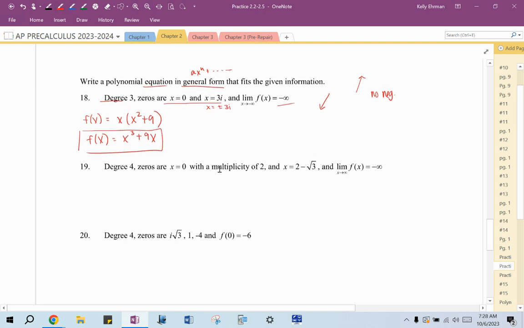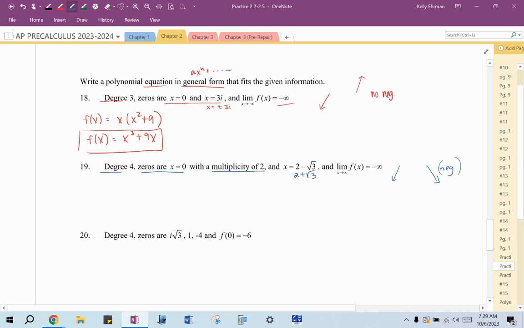For the next one, the degree is 4. The zeros are 0 with a multiplicity of 2, and 2 minus radical 3, so also 2 plus radical 3. The limit as x approaches infinity, so on the right side, the graph is going down. The left side would also be going down. We need a negative included in this one.